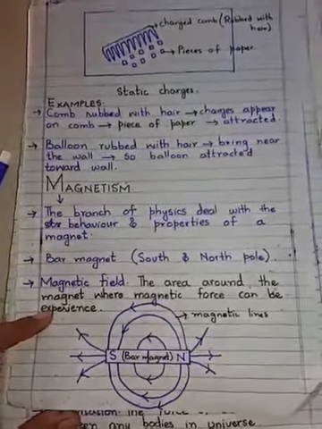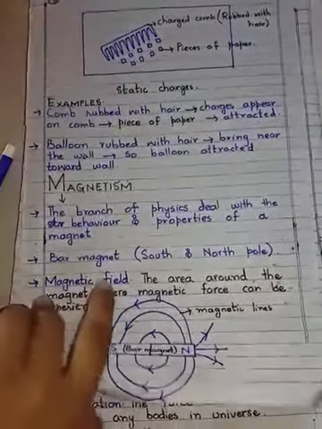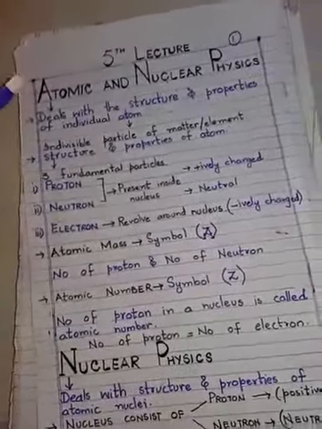Girls, it's all about electricity and magnetism. Okay, girls, the next branch of physics which is given in your book is atomic and nuclear physics.